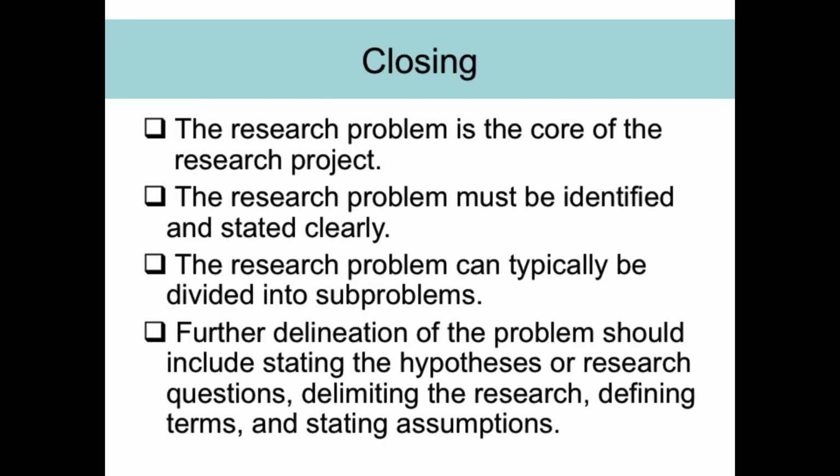And in closing, the research problem is the core of the research project. The research problem should be identified and stated clearly. The research problem can typically also be divided into subproblems, and further delineation of the problem should include stating the hypotheses or research questions, delimiting the research, defining terms, and stating assumptions. And all of this is presented in the context of a logically sequenced research proposal that includes a review of related literature.